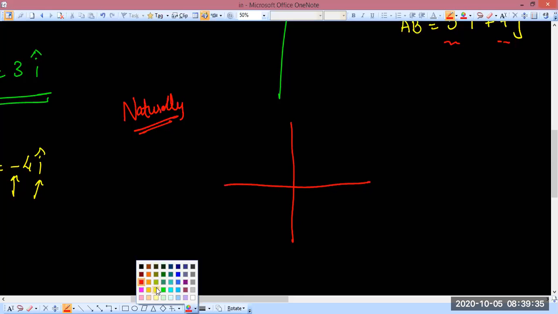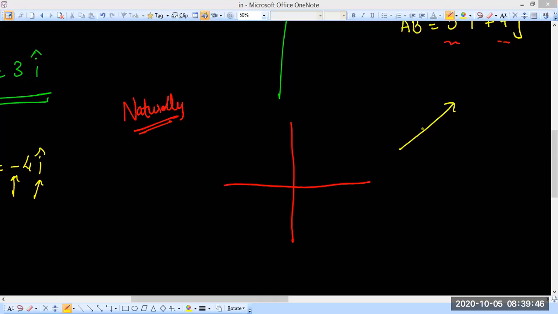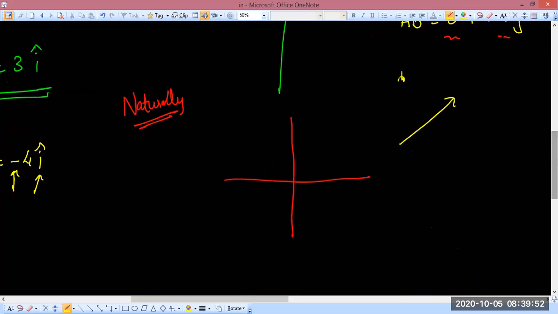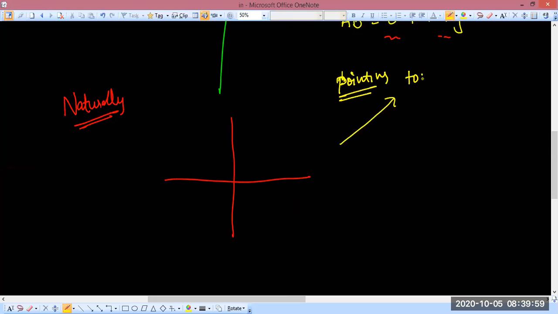Okay, that is required. So I'm saying that if you draw an arrow like this, do you see that this arrow is actually pointing? Pointing is very important. Pointing towards the first quadrant. Yes or no?